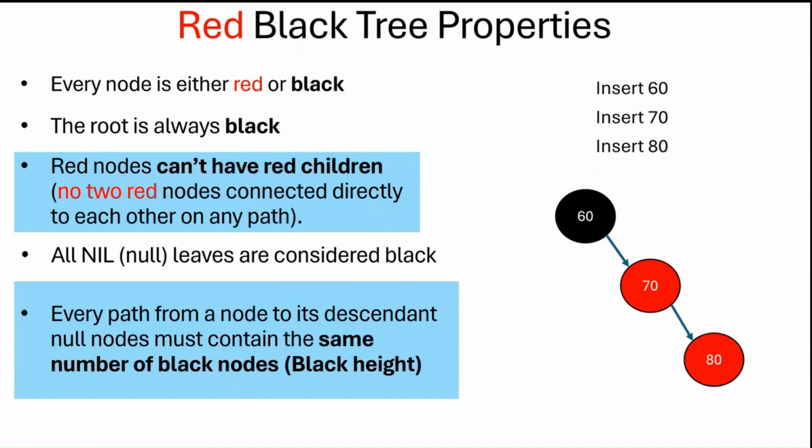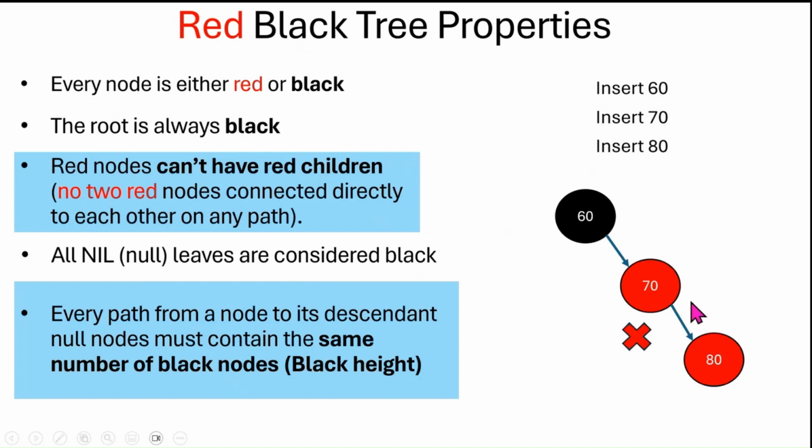Now the new node 80 is inserted, and the new node color is always red. So here if you see, it is violating this property where no two red nodes can be connected directly to each other as a parent and child. So this is not allowed, right? This property actually helps to avoid the tree growing because of just red nodes. So it is helping to avoid that skewed structure. This is already a skewed structure, right?